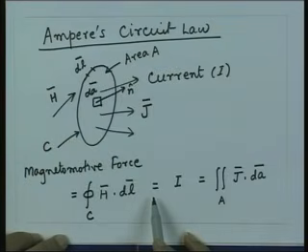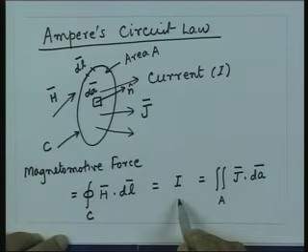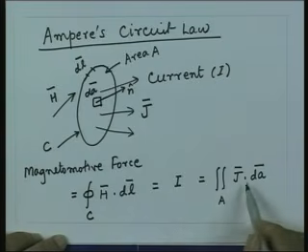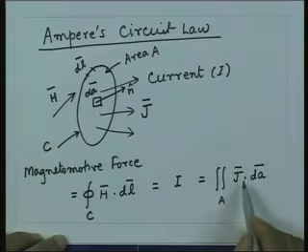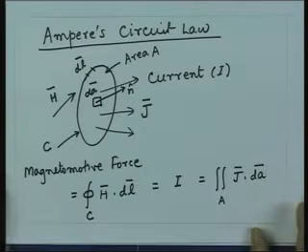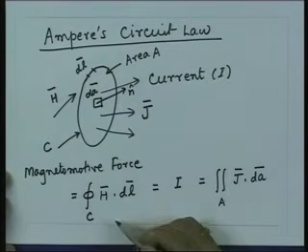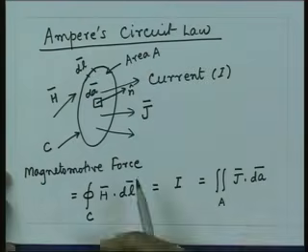So, from the Ampere's circuit law, the total magnetomotive force is equal to the total current enclosed by the loop, which is nothing but the integral of the conduction current density over the area of that loop. This is the integral form of the Ampere's circuit law. As we did in the previous case, we can again apply the integral theorems and convert this relation into the differential form.